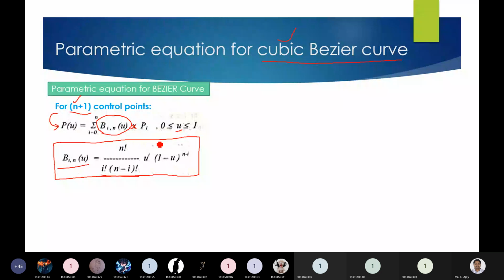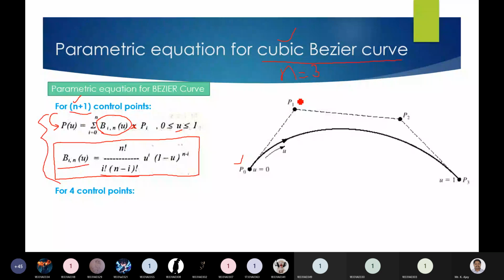Now, if you want to expand this generic form and apply it to the cubic Bezier curve where n is equal to 3, what will happen? We will try to understand, for 4 control points, how the curve looks. P naught is one point, P1 is another point, P2 is the third, P3 is the fourth control point, and u is varying from 0 to 1, starting from the first point to the end point.